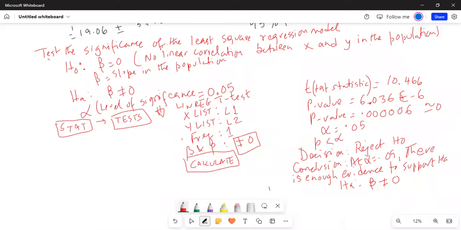The p-value, remember, is the probability of getting a test statistic as extreme as 10.466. That p-value is very small compared to the alpha. Remember the slogan: if the p-value is low, the null hypothesis must go. That's why we rejected the null hypothesis and supported the alternate hypothesis. So we have tested the significance and found that in the population, the relationship is significant.